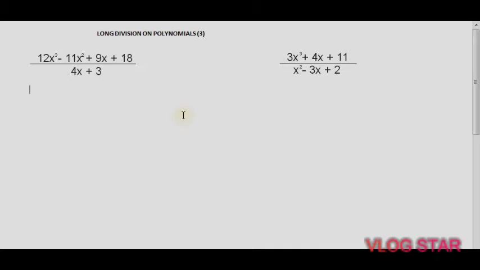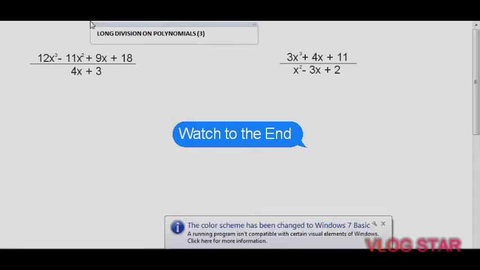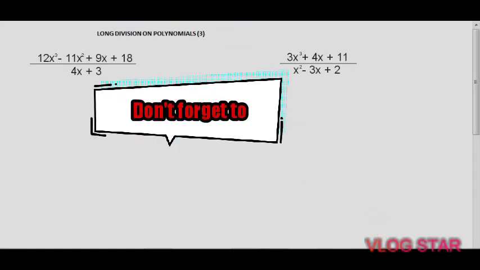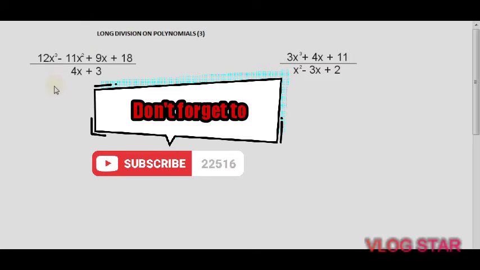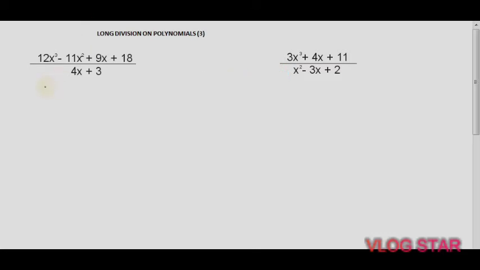Now, this is what we have, right? So the next thing I taught you in the previous video, the same way we do this one also. Now, let's have it down. This particular one, we start with the long division method we normally do. Now we put the divisor outside, that is 4x plus 3, and then the dividend, we put it inside, that is 12x cubed minus 11x squared plus 9x, and then plus 18.